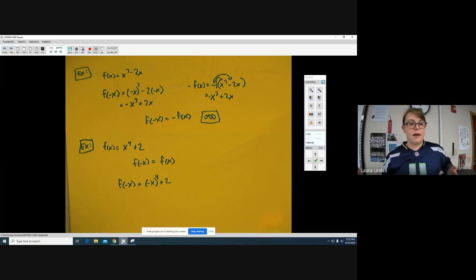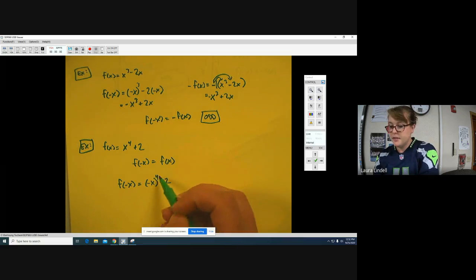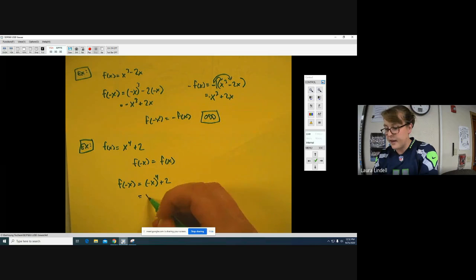Anything to an even power, no matter what, is positive, unless you're dealing with complexes, but that's different. Any real number to an odd power, if it's negative, will be negative. So odd powers, they keep the sign. Even powers, it's positive. So in this case, that's the same thing as saying x to the fourth plus 2.